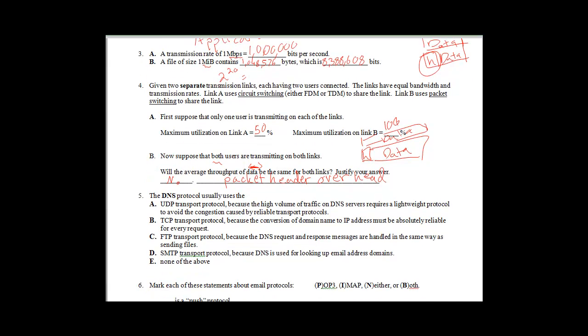Now moving on, the DNS protocol usually uses the UDP transport protocol. Now let's see at the other answers why not. First of all, FTP is not a transport. File transfer protocol is an application layer protocol, not a transport layer protocol. Same for simple mail transfer protocol.